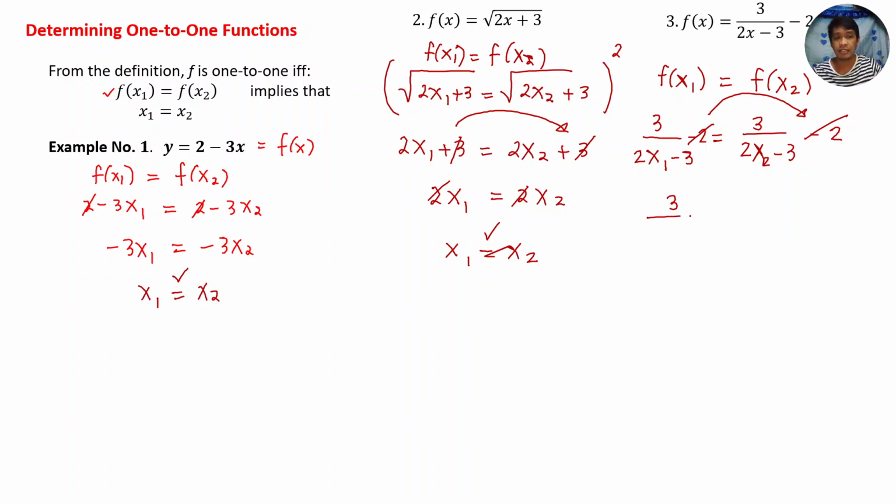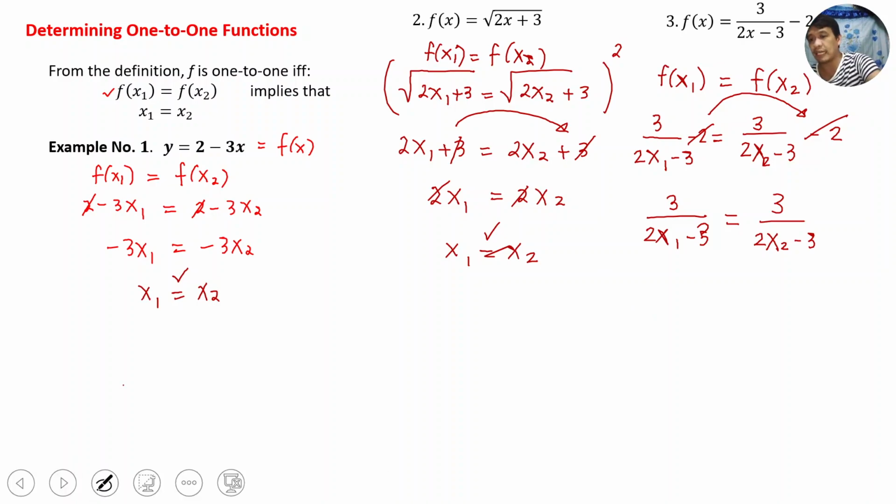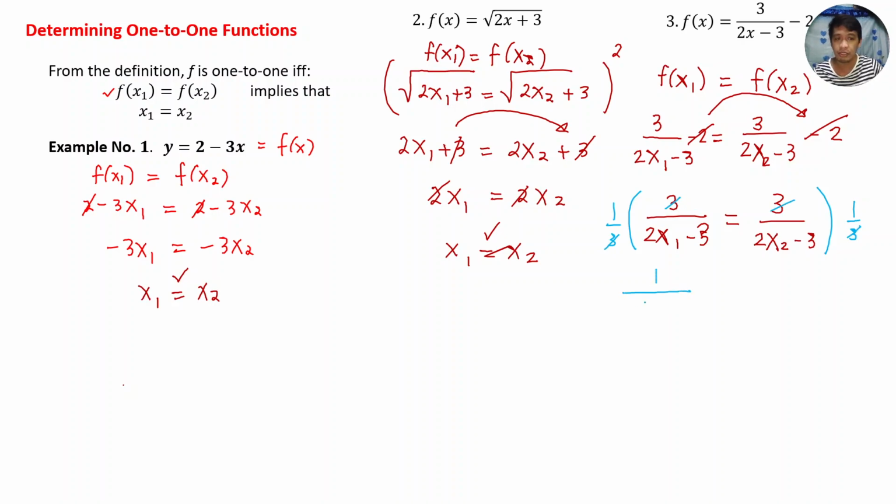So what is left is 3 over 2x1 minus 3 equals 3 over 2x2 minus 3. So, what happens if I divide both sides by 3? So, anong mangyayari pag dinivide ko siya both sides by 3? Or, multiply both sides by 1/3. That 3 there cancels out, the 3 there cancels out. So, what is left is 1 over 2x1 minus 3 equals 1 over 2x2 minus 3.